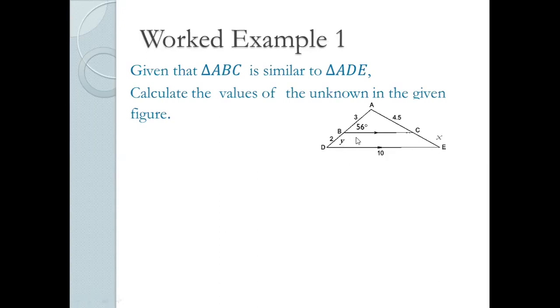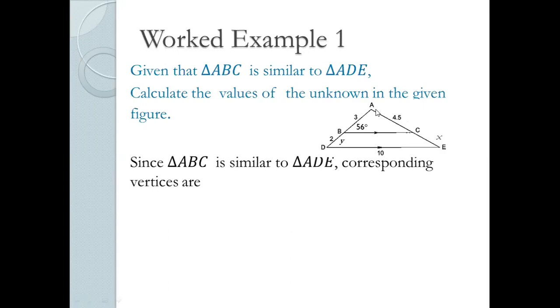If we look at the figure closely, you will notice there is one unknown y, which is actually the angle, and unknown side x. This is not the side of the triangle by itself, but it comprises 4.5 and x, which makes the side of triangle ADE. Let's find the angle first.